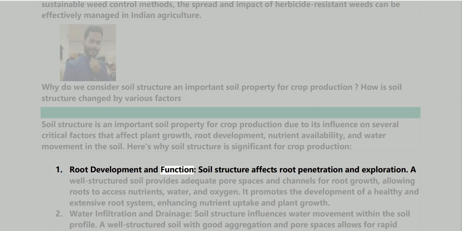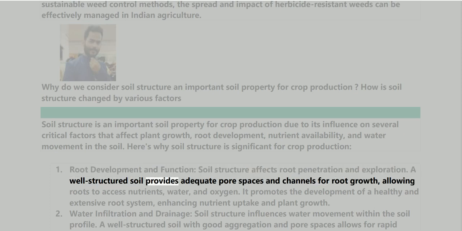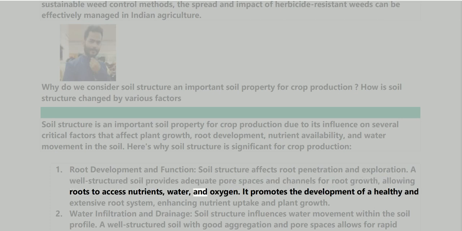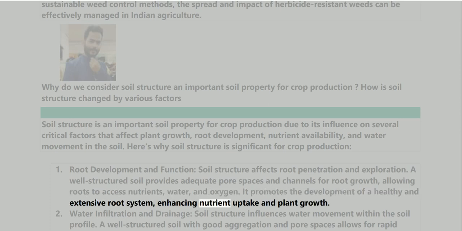1. Root development and function. Soil structure affects root penetration and exploration. A well-structured soil provides adequate pore spaces and channels for root growth, allowing roots to access nutrients, water, and oxygen. It promotes the development of a healthy and extensive root system, enhancing nutrient uptake and plant growth.